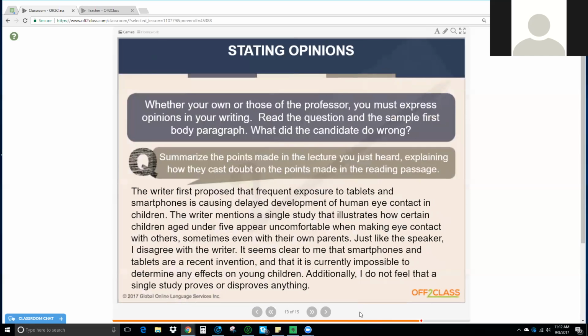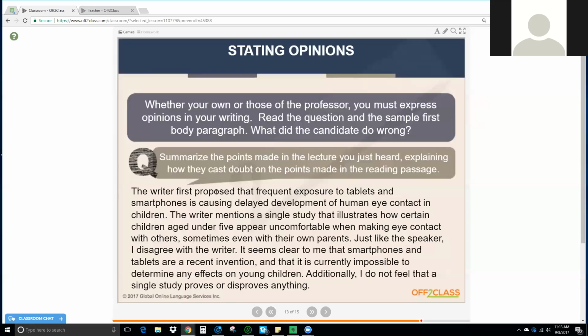Stating opinions, whether your own or those of the professor, you must express your opinions in writing. Read the question and the sample first body paragraph. What did the candidate do wrong? Okay, so the question was, summarize the points made in the lecture you just heard, explaining how they cast doubt on the points made in the reading passage.